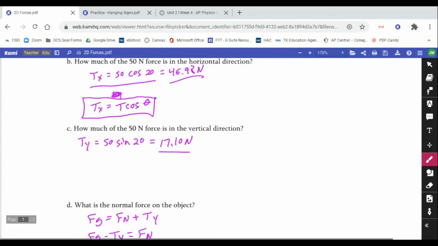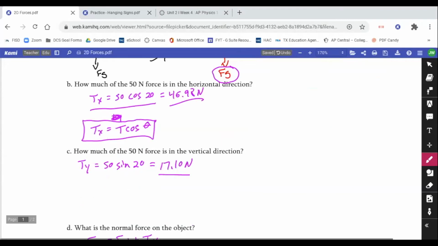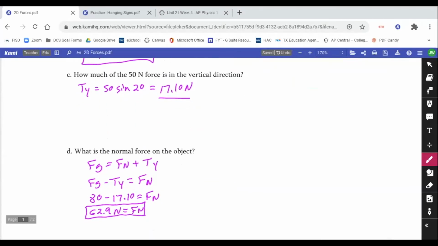Let me scroll so you can see it. There's only one downward force, force of gravity. And that is equal to all the upward forces, which would be force normal and tension in the y direction. So tension in the y direction plus force normal together give us all the upward forces. And then force gravity happens to be a lonely force today, all by himself, but he balances force normal and tension in the y direction.